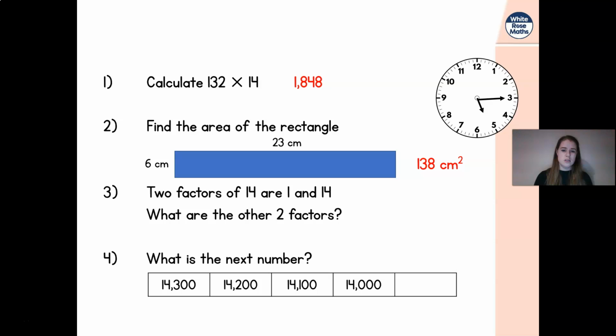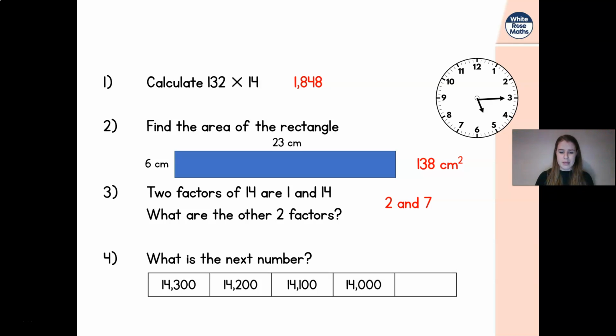Now, two factors of 14 are 1 and 14. What are the other two factors? Well, we always start with 1 times the biggest number, then we work our way up. What would 2 be? Well, 2 would be 2 multiplied by 7. So we know it'd be 2 and 7. We know it can't be 3, 4, 5 or 6 because they don't appear in the 14 times table. So those are our remaining two factors.